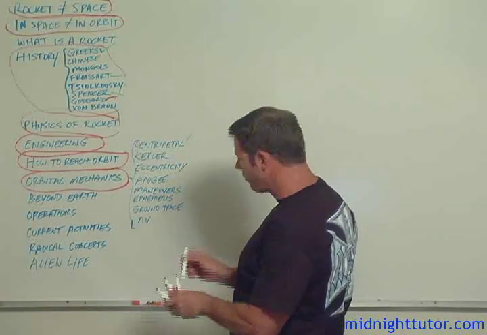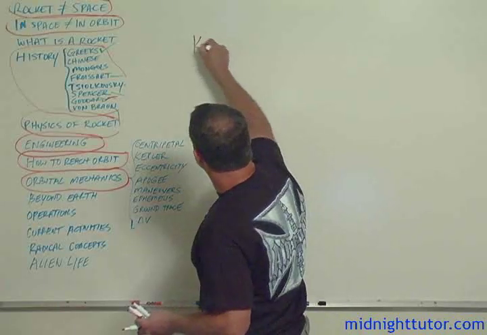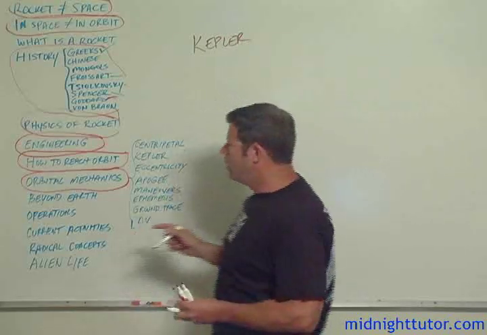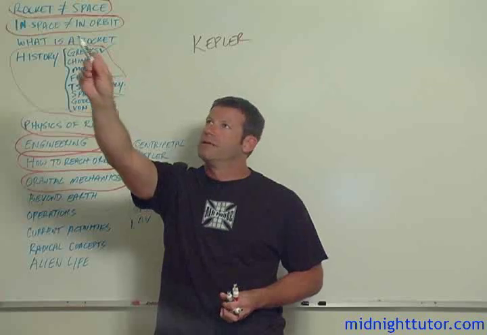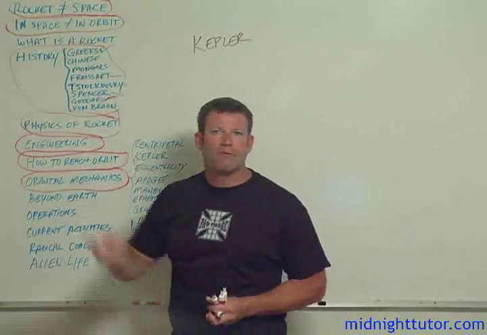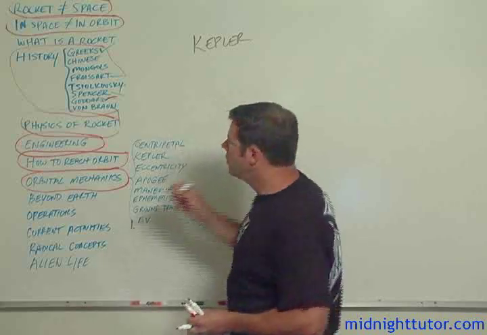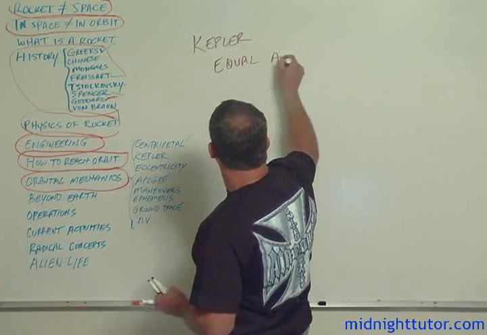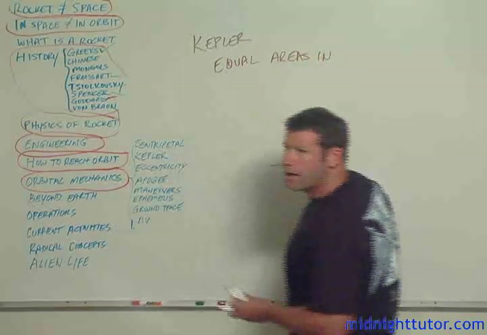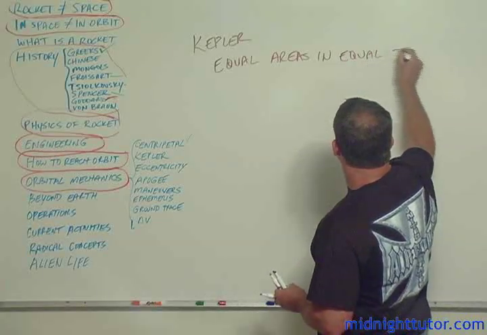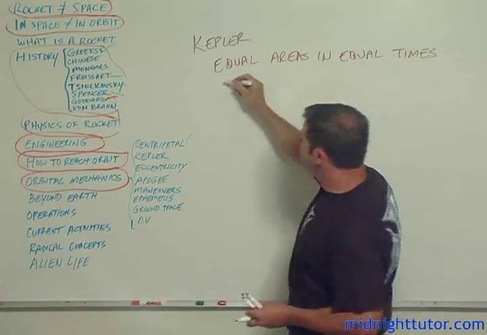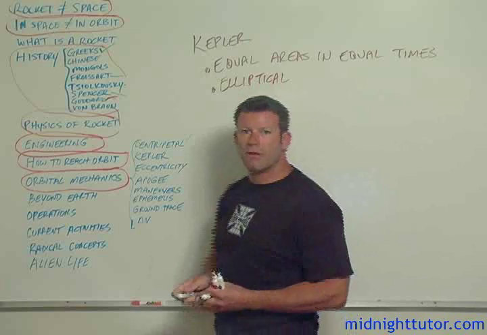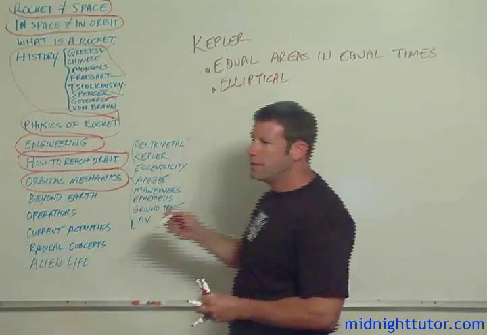So now let's talk about Kepler. Kepler was an astronomer, and he took a lot of measurements of stars and planets and things over time as things went by. From that, he deduced a law that says essentially equal areas in equal times. And he said it's elliptical. So those are the Kepler laws, essentially. I don't know if it's actually one or two laws, but that's the essence of it in any case.